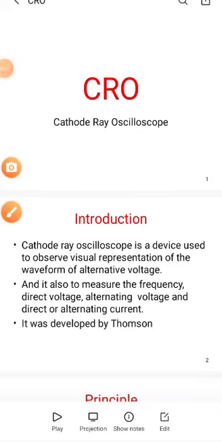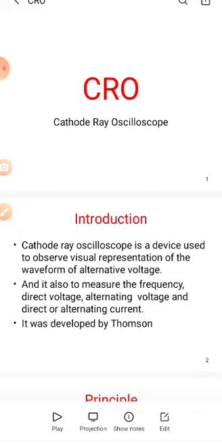Good morning, students. Today I am going to discuss CRO. CRO means cathode ray oscilloscope or cathode ray oscillograph. Introduction: a cathode ray oscilloscope is a device used to observe the visual representation of the waveform of an alternating voltage.